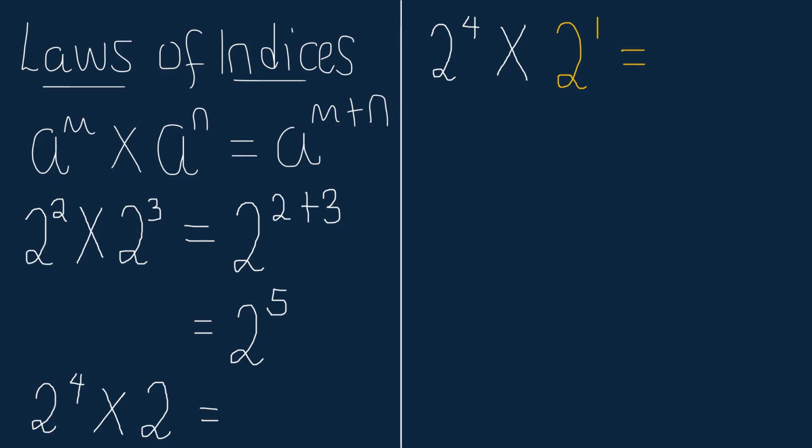Thus, base 2 is raised to powers 4 plus 1. The solution would be base 2 raised to power 5. This exercise is meant to be a quick demonstration of one of the laws of indices.